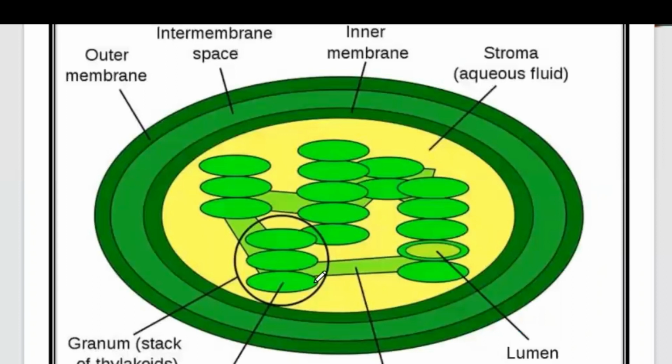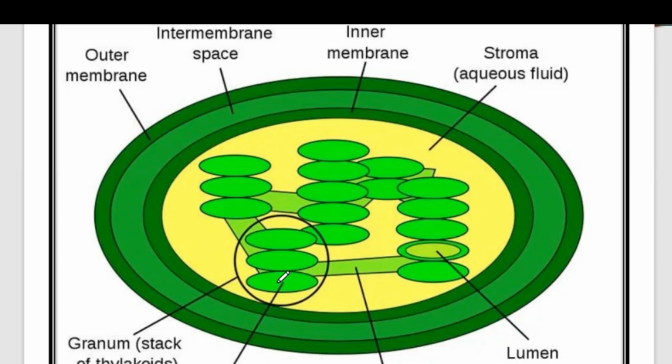Because it has this granum and this granum, the membrane which connects the two we can call lamella. In other books, they say intergrana lamella. So the actual name is intergrana lamella. It is a lamella which connects the two grana. You understand? And the pockets where you find the actual green coloring matter, which we call chlorophyll, are called thylakoids.